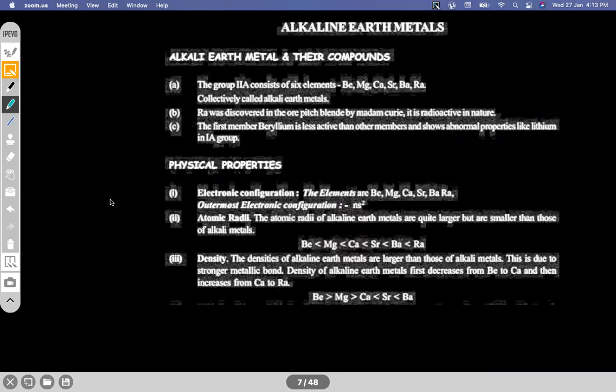Alkaline earth metals, it's group 2, six elements. Physical properties of these elements: electronic configuration, we know, outermost configuration is ns2. Atomic radius increases down the group, we all know, don't need to write on this. Density decreases down the group, because atomic radius increases, okay? Another thing is their densities are larger than those of alkali metals. Left to right we are going, density is more than that of alkali metals. This is due to a stronger metallic bonding.